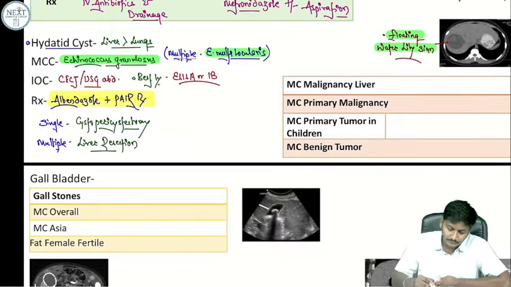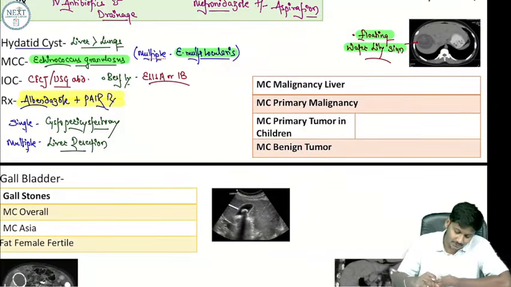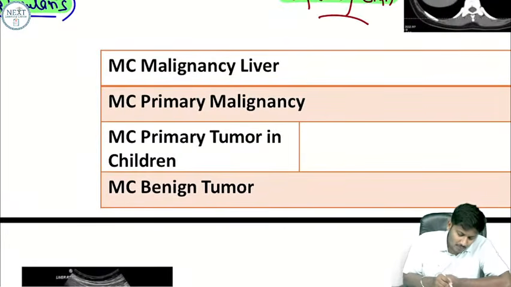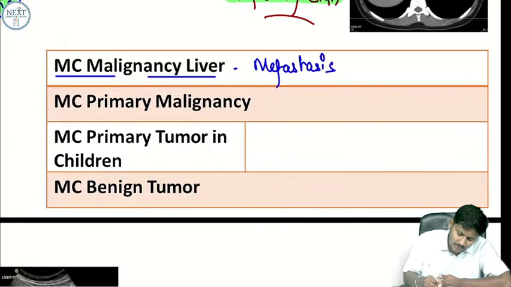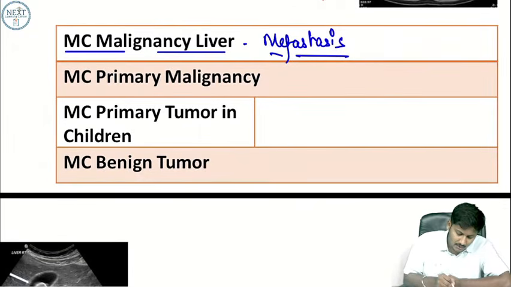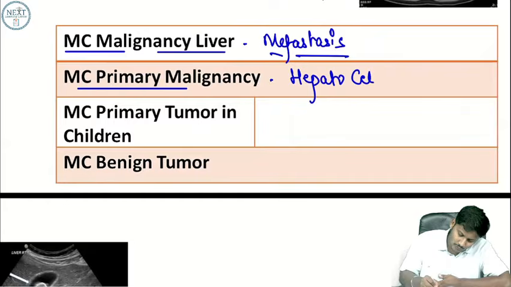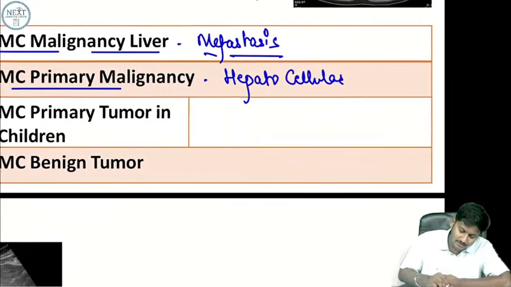Clear? Next important, if they ask you, is the most common malignancy in liver. These are some one-liners. The most common malignancy in liver is nothing else but metastasis. Metastasis is considered the most common malignancy in liver. Whereas if they ask you which is the most common primary malignancy in liver, it is going to be hepatocellular carcinoma.